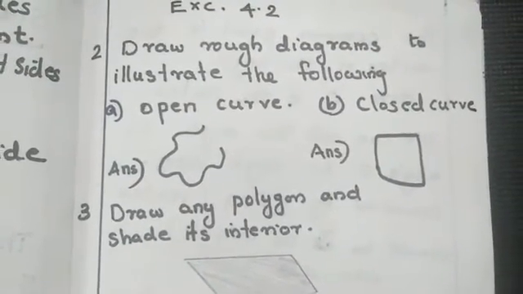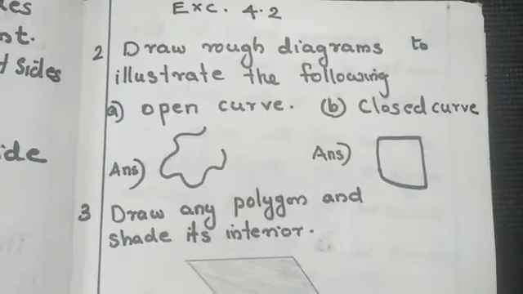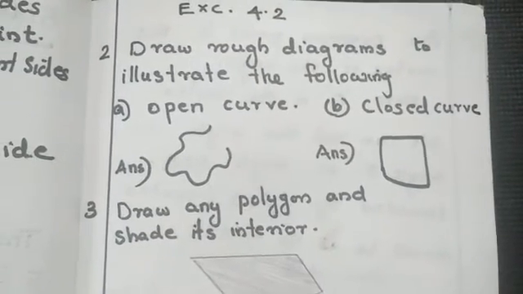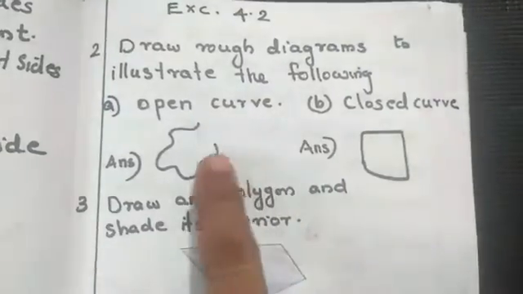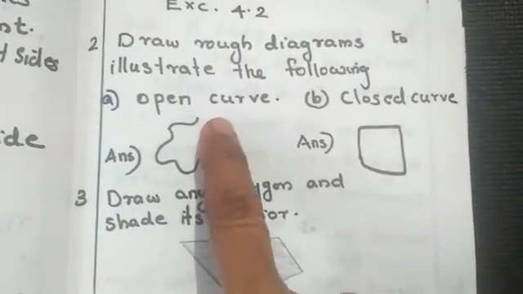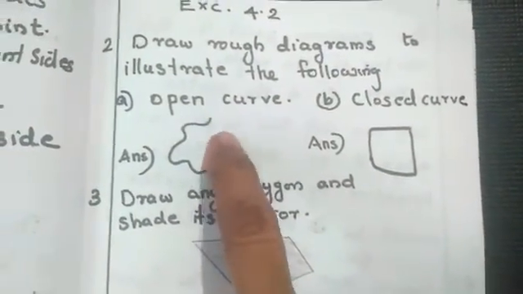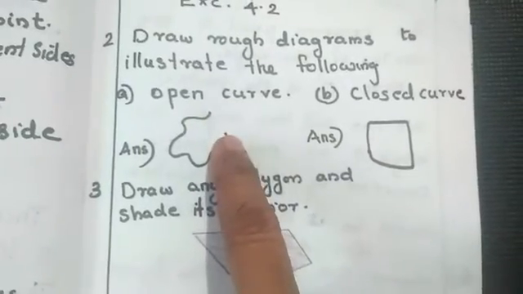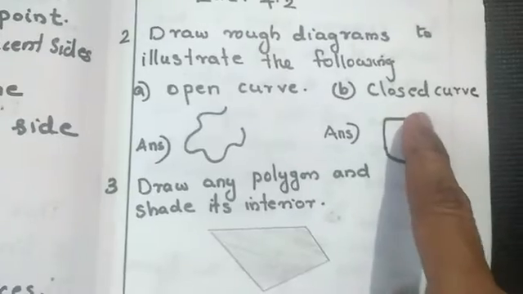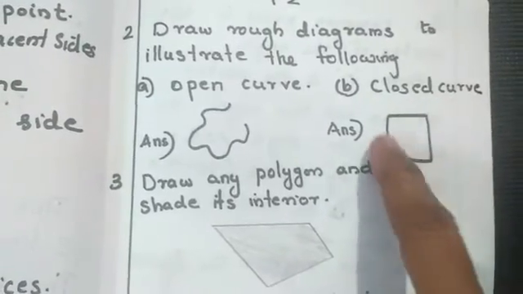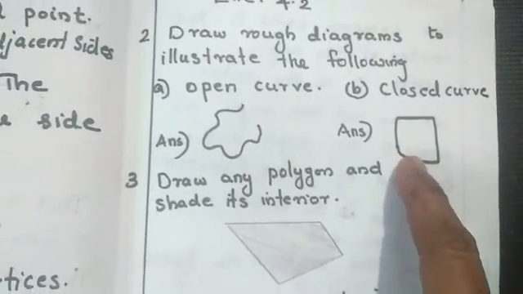We can do the second question. Draw rough diagrams to illustrate the following. Open curve. So we must draw an open curve. Here it is open, not joining the starting point and ending point. So this is an open curve. Then next one, to draw a closed curve. So we draw a closed curve.